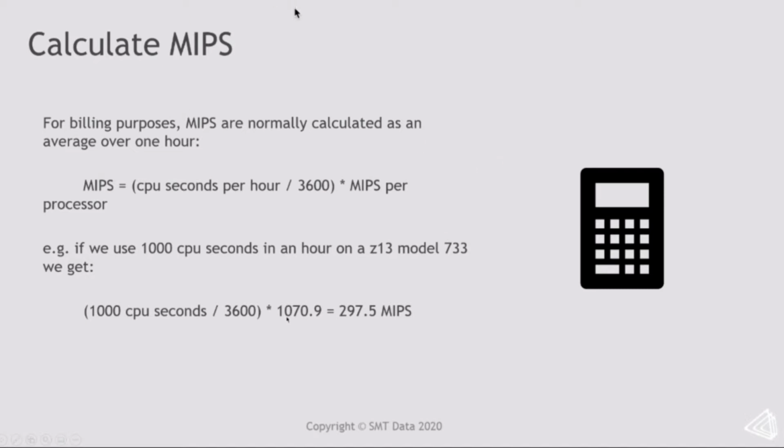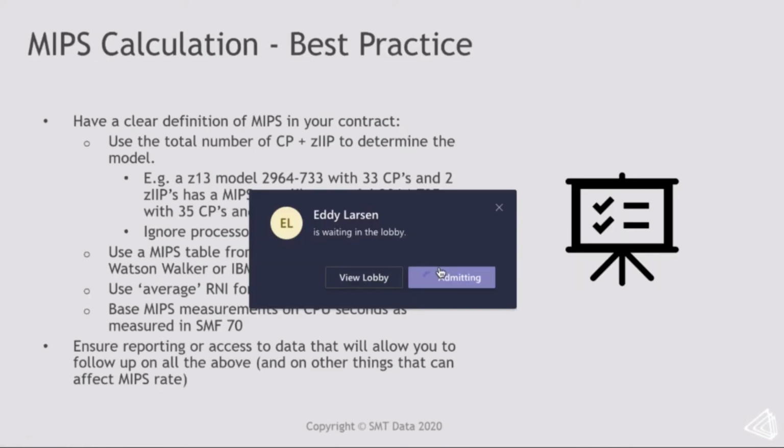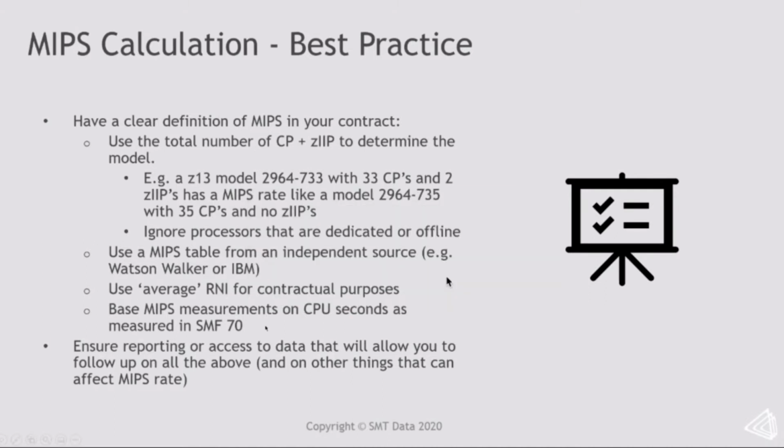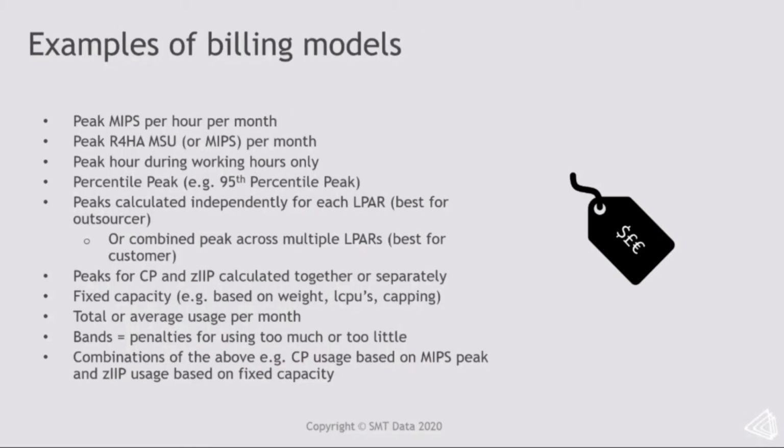Some outsourcers use their own internally derived tables. Be careful of that, because then they get to decide what MIPS rate they're working with. Use the average RNI and base your MIPS measurements for billing purposes at the LPAR level on the SMF 70. And of course, ensure reporting and access to data that allow you to follow up on the above, validate and calibrate this, and make sure that you are actually being billed based on the MIPS rates and calculations in the contract, because people do make mistakes.